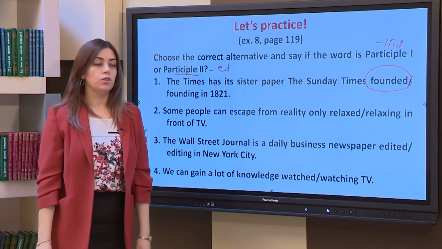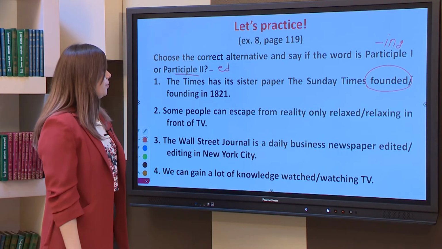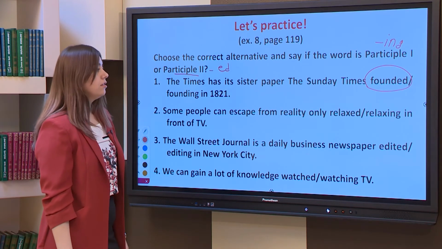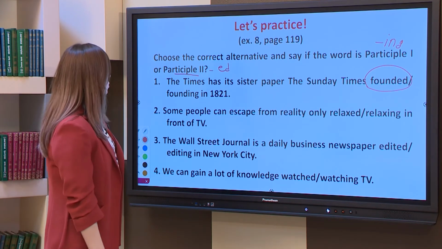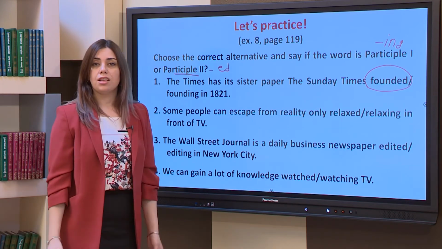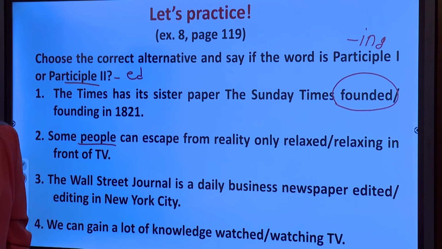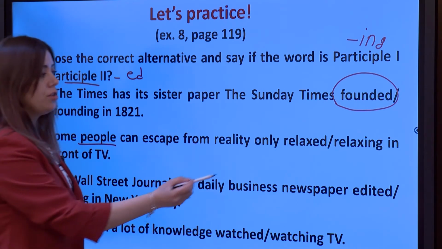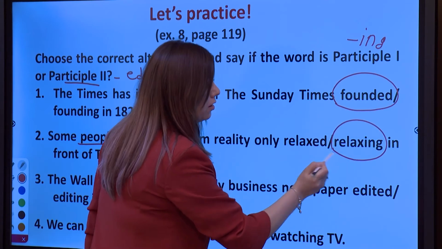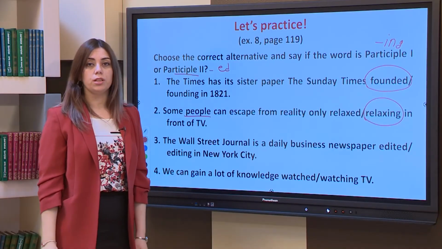Let's look at the second one. Some people can escape from reality by relaxed or relaxing in front of TV. So who is relaxing? People. So we know who does the action. It's an active adjective, so we will use the ing form of the adjective. Do you understand?